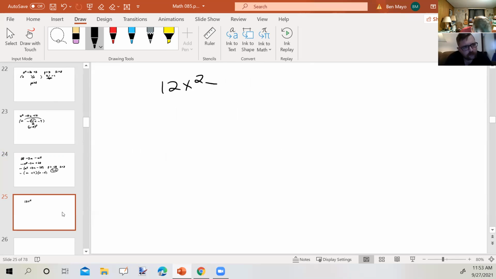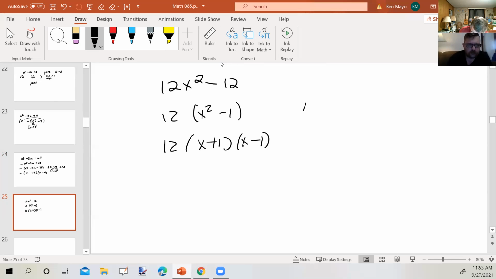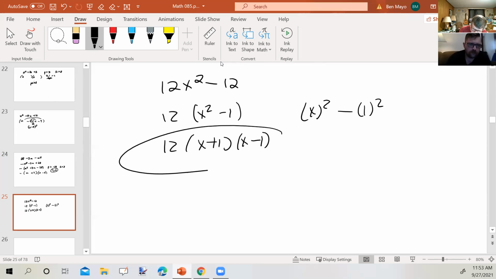12x squared minus 12. This is a binomial. The greatest common factor is 12, so we've got 12 times x squared minus 1. But that is the difference of two squares, x squared minus 1 squared. So there we go.